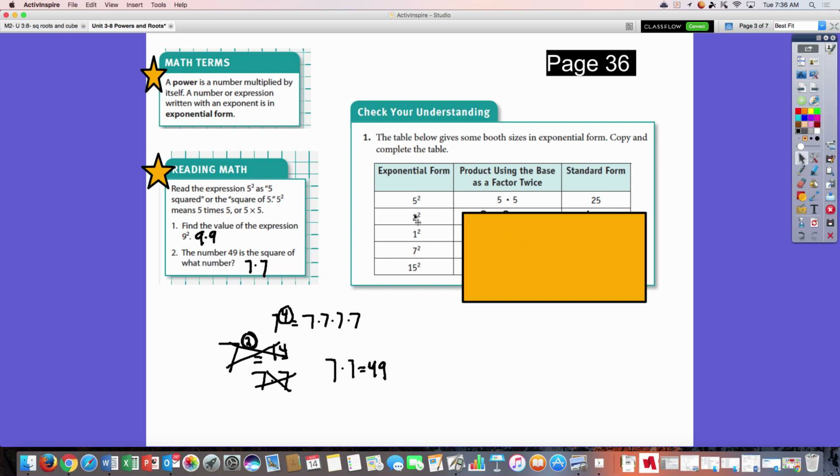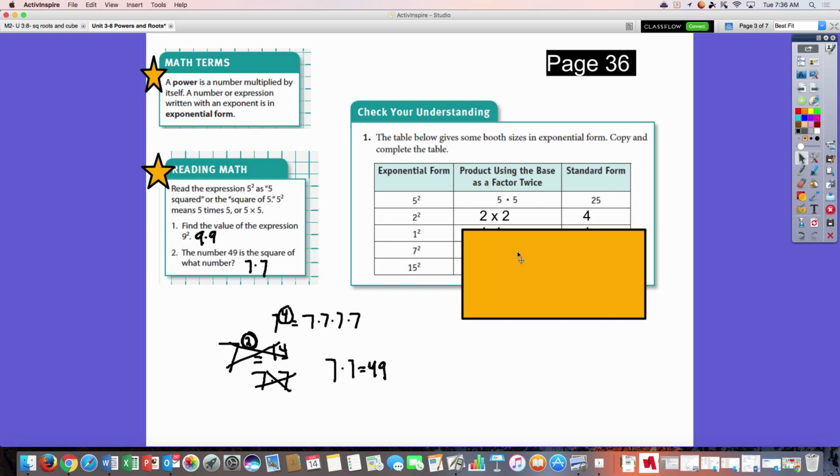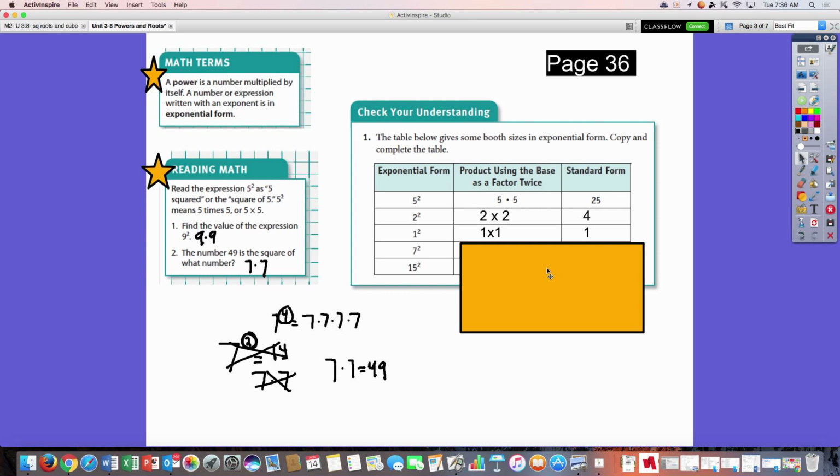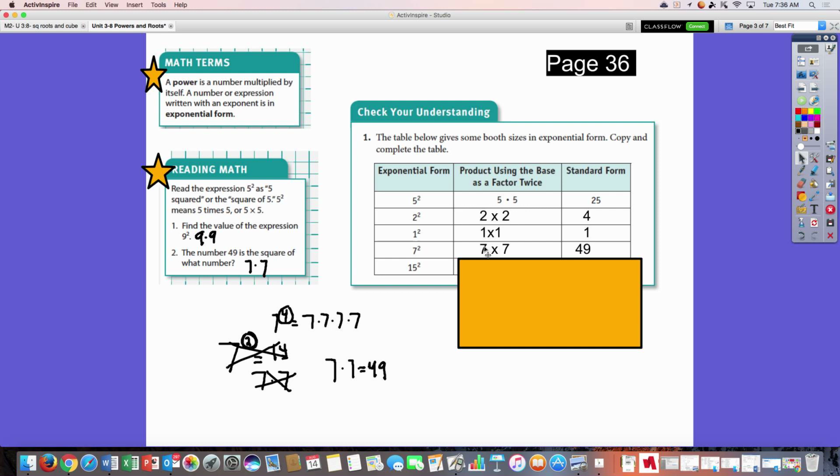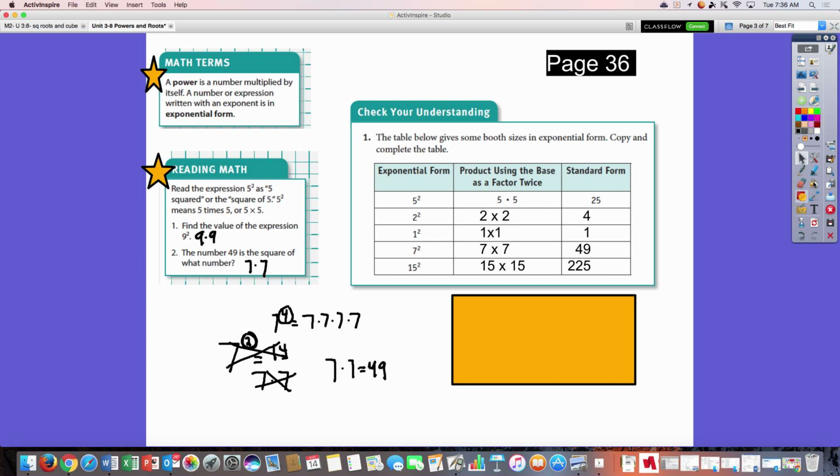Did you fill out the chart? I got 2 squared, which is 2 times 2, which equals 4. 1 squared, 1 times 1, which equals 1. 7 squared, shouldn't have missed that one. It's all over this page. 7 times 7 is 49. And 15 times 15, which is 225. I bet you're doing great.